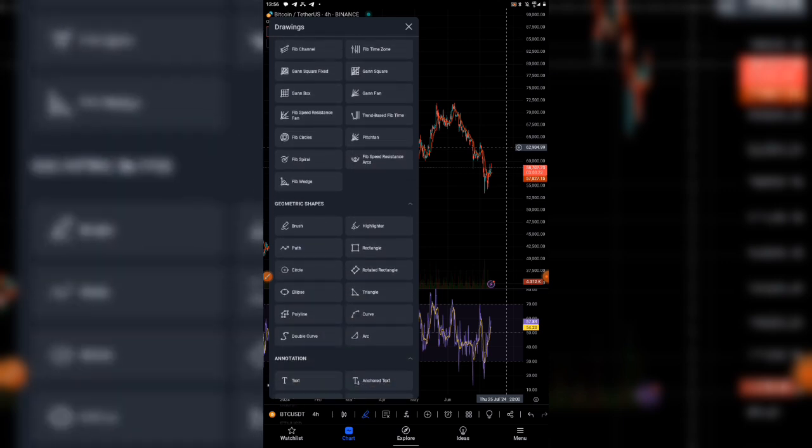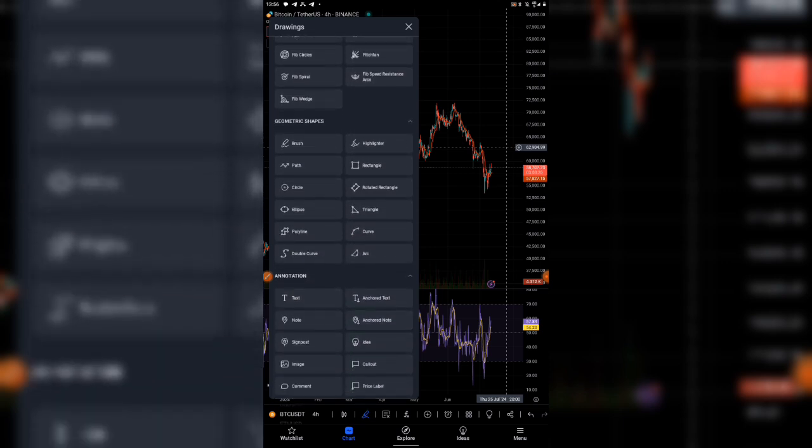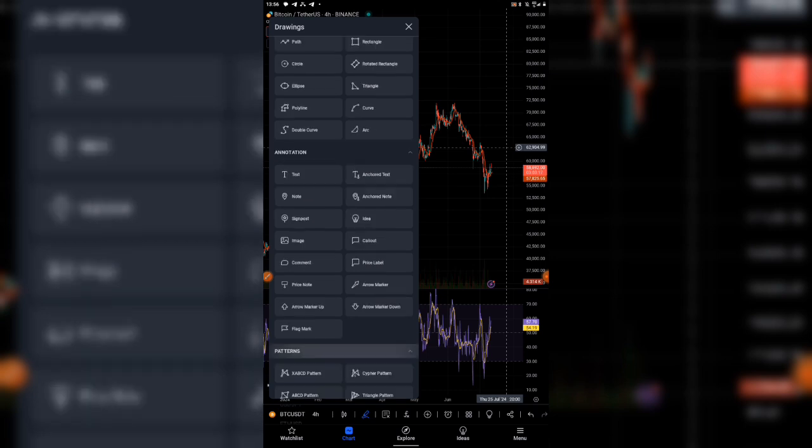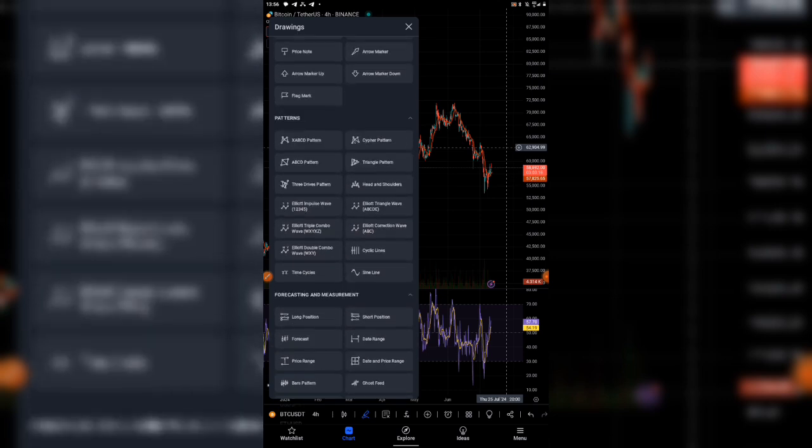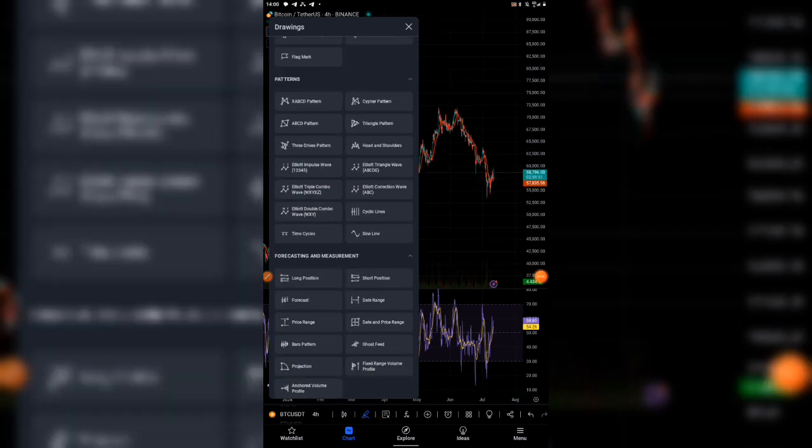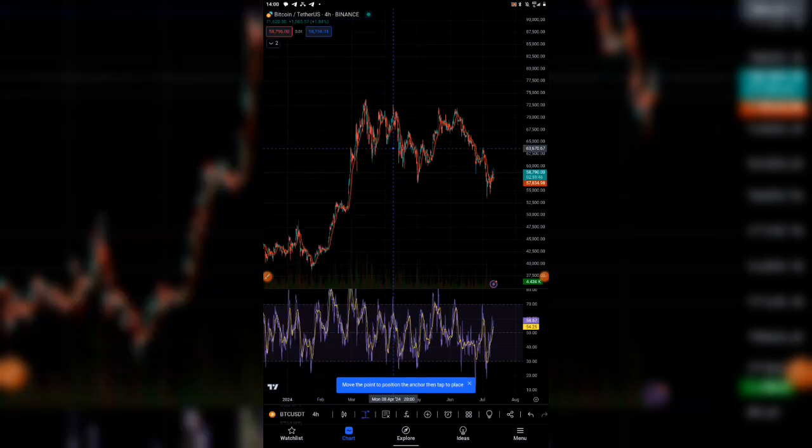So this is my mobile, this is my tablet. I'm not so familiar with the interface using my tablet, but I'm sure I'm going to find it very fast. All right, so this is the tool, and it's the price range tool.